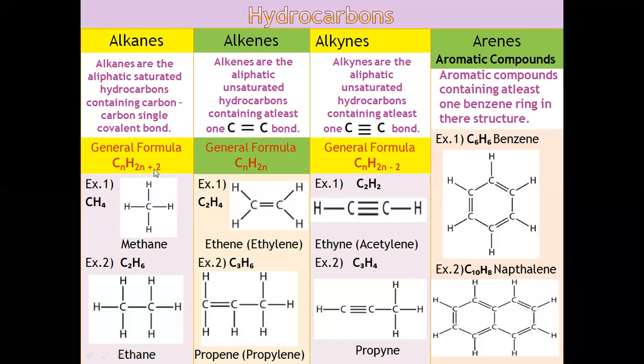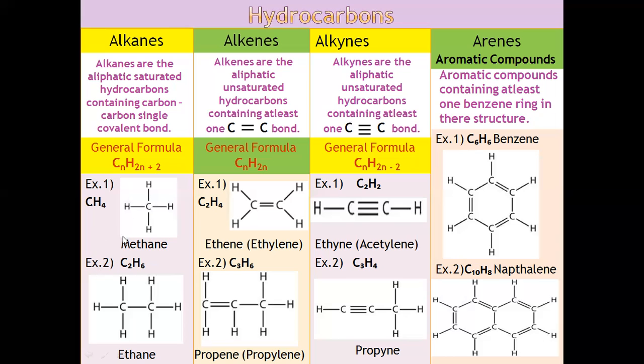If we put n equal to 1, then the formula becomes C1, 2 into 1 is 2, and 2 plus 2 is 4, that means CH4. The formula becomes CH4, and its name is methane. Methane is the first molecule of the homologous series of alkanes. It contains one carbon and four hydrogen atoms.